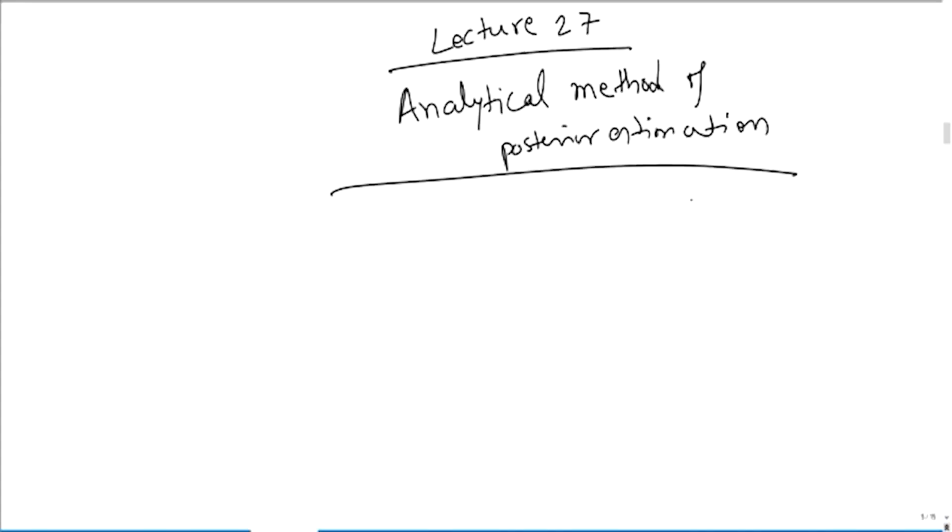Right. So in the previous lecture, we talked about different methods that we use in the Bayesian framework to estimate model parameters. The first method that we saw was the analytical method of deriving the posterior distribution, and that's what we will talk about in today's lecture.